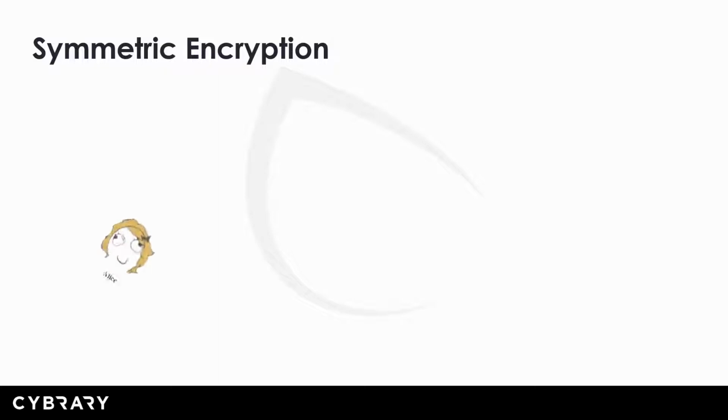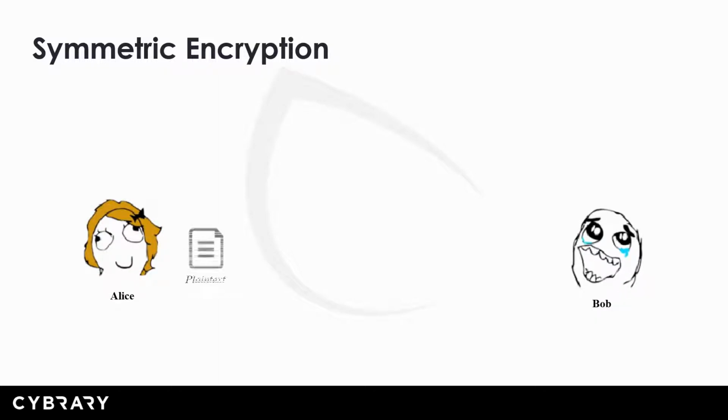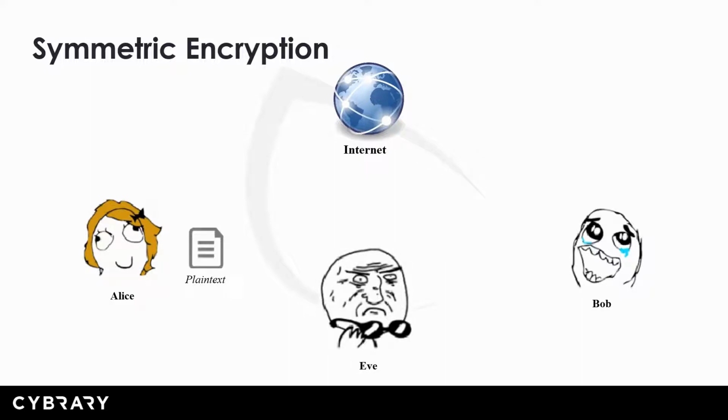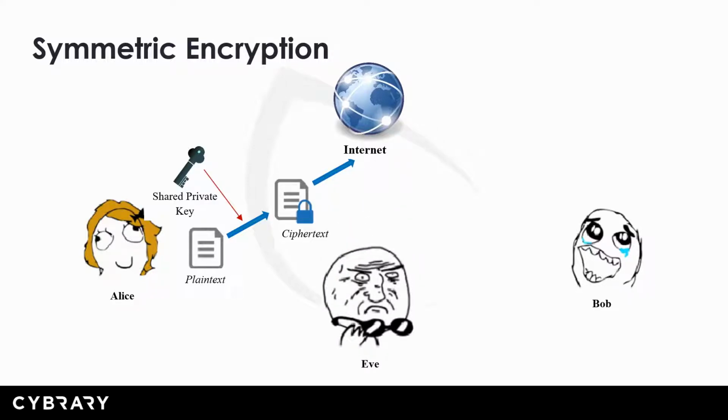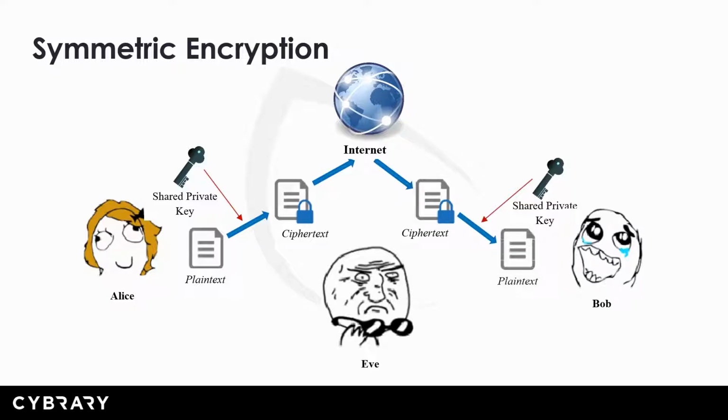So if we have Alice and we have Bob, and if Alice wants to send a sensitive document over to Bob through the internet, and she wants to prevent Evil Eve from seeing this document, she'll use a shared private key and encrypt that file or data with that shared private key to create a ciphertext, and she'll send that over the internet. And now Evil Eve can't see what she's originally sending. And once Bob receives that ciphertext, he will use that same shared private key to decrypt the message, and he will receive the original contents.